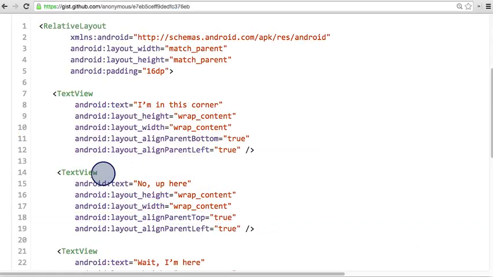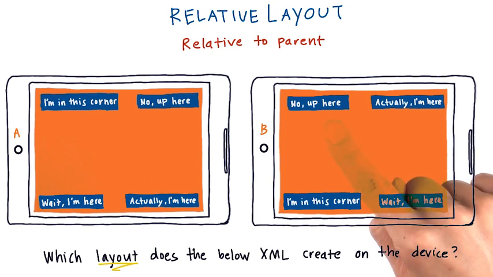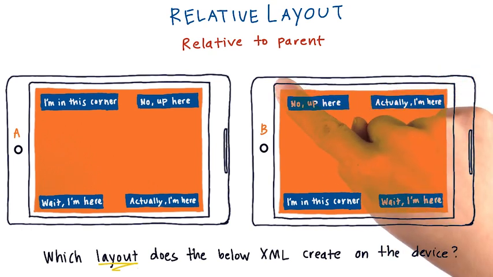the screen. The next text view says, "No, up here." This is aligned to the parent's top and left edges. That puts it in the top left corner of the screen. And indeed we see that "No, up here" is in the top left corner of the screen.